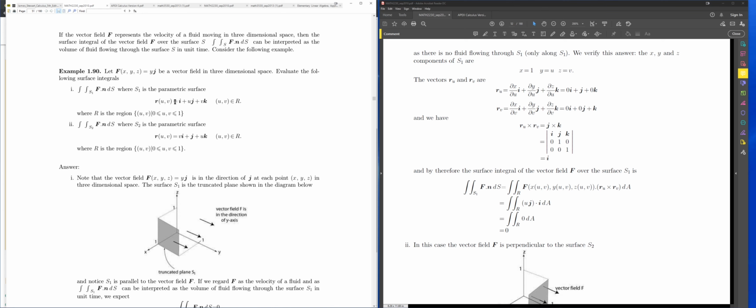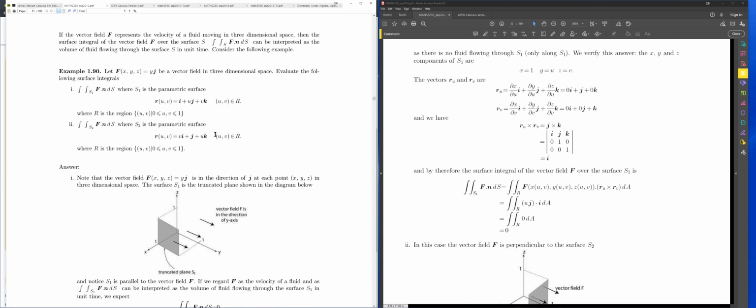Okay, for RV you differentiate each of your components with respect to v, right? So you're going to get a 0 here, and a 1 here, so you'll get a K here. So the RU is J, the RV is K, and when you work out RU cross RV, you're going to get J cross K, which is equal to I. You could work it out using this determinant over here. So the first thing you need is the RU cross RV.